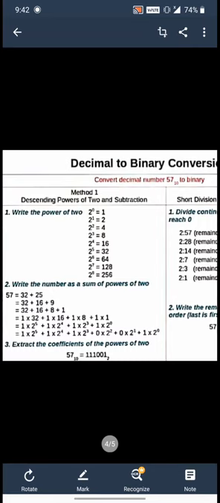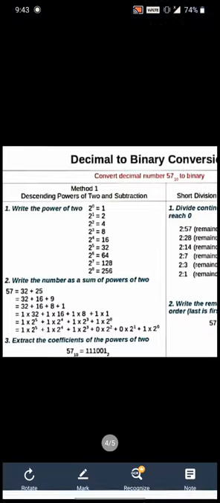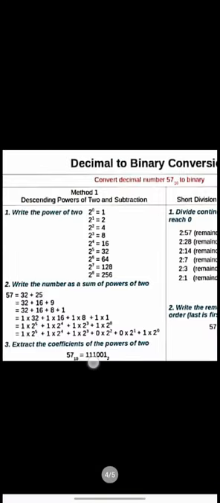16 can be written as 2 to the power 4, so 1 into 2 to the power 4. Similarly 8 can be written as 2 to the power 3, so 1 into 2 to the power 3, and 1 is written as 2 to the power 0. Clearly we see 2 to the power 5, so 1 is placed over here. 2 to the power 4, again a 1 is placed. 2 to the power 3, again a 1 is placed here. Now the last one comes with 2 to the power 0. So that means 2 to the power 1 and 2 to the power 2 are multiplied with 0 only.